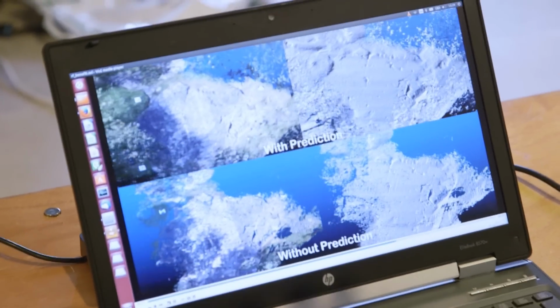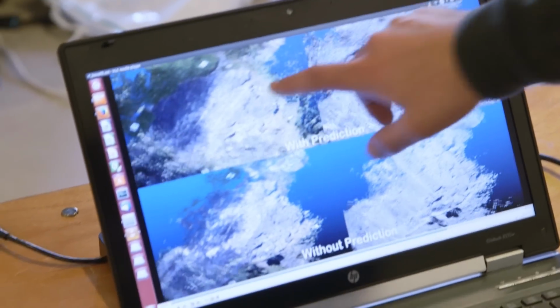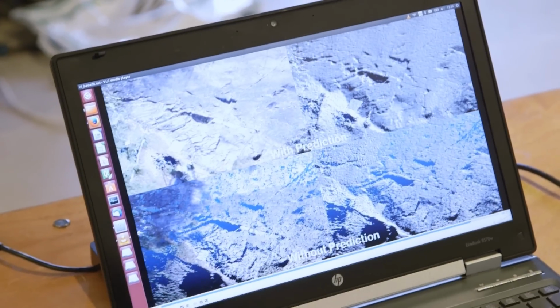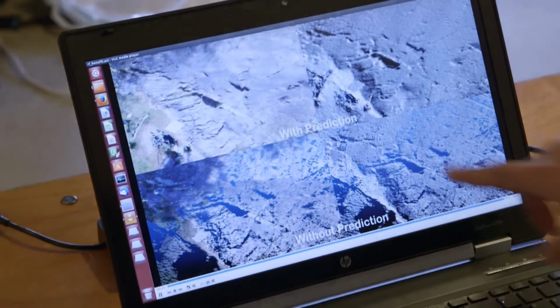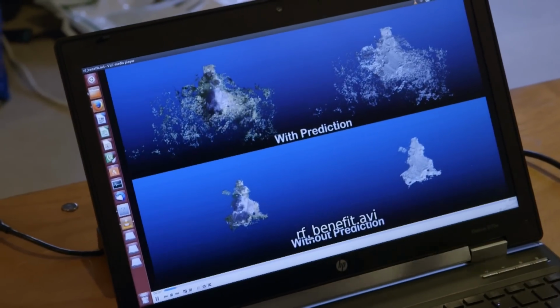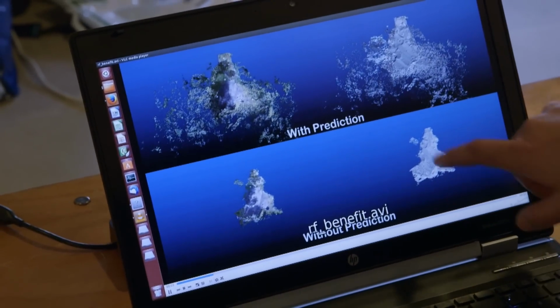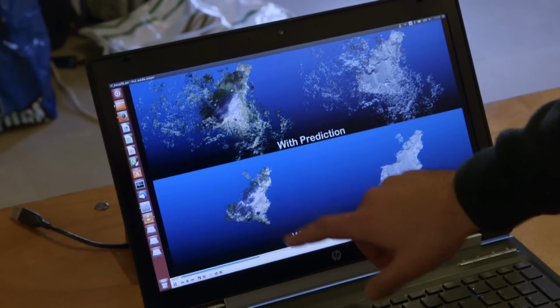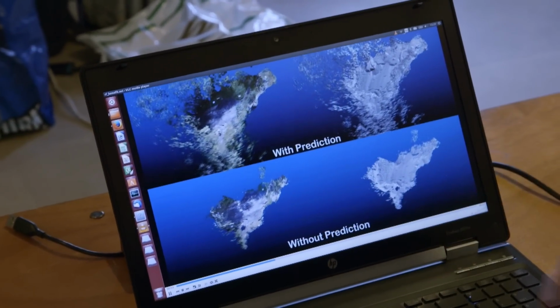Here you can see a reconstruction. On the top is basically with our algorithm, which learned to treat different kinds of structures differently. And here in the bottom is what happens if you don't use it. Your reconstruction becomes very sparse. Only the really smooth surfaces like this rock here survive. The vegetation is basically missing everywhere.